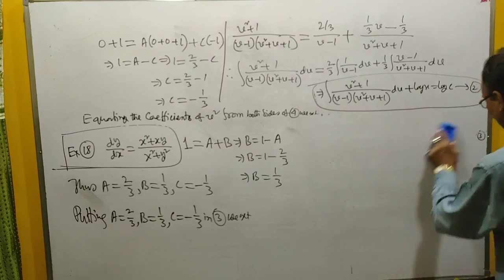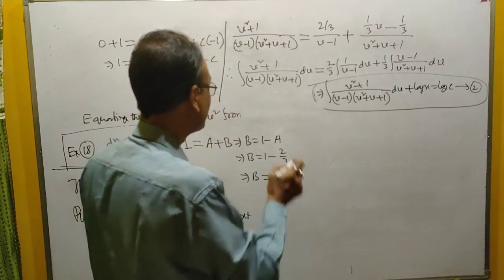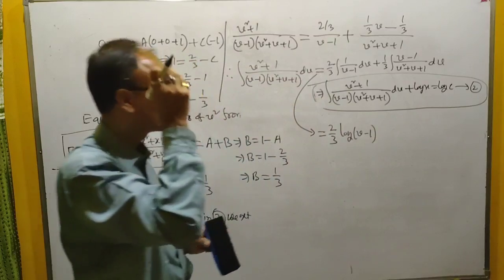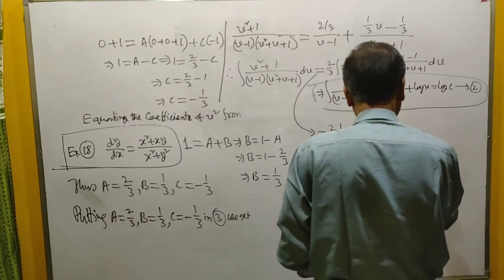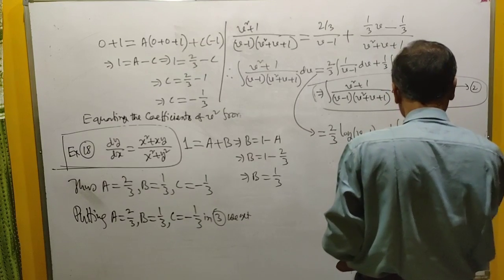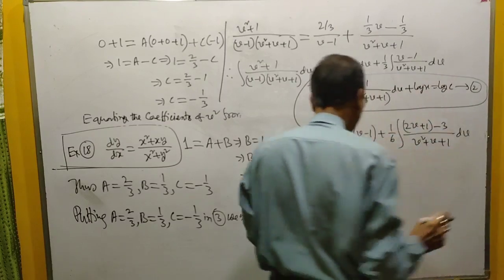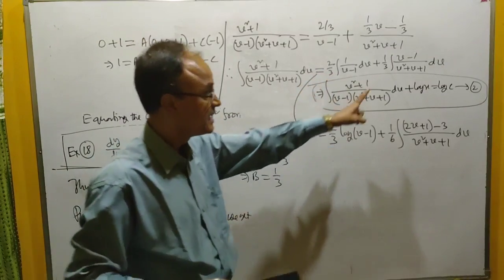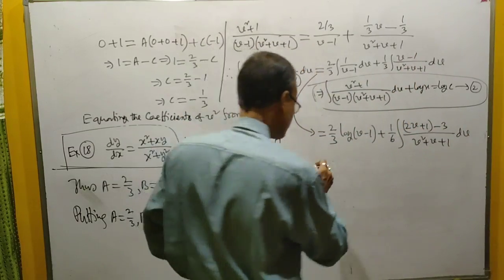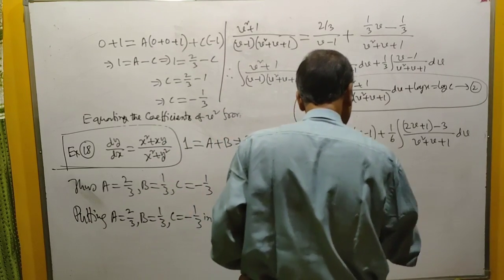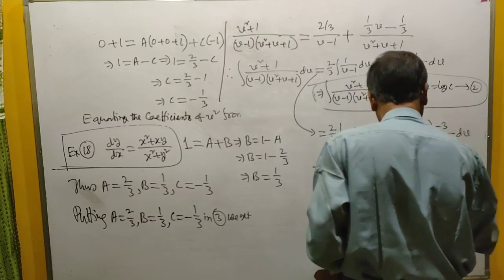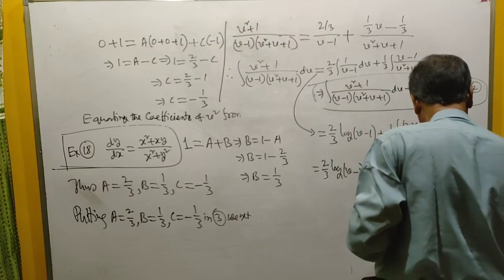Now from this, you will get 2 by 3 log (b minus 1), plus you may write 1 by 6 into (2b minus 2), and 2b minus 2 means 2b plus 1 minus 3. This is equal to 2 by 3 log (b minus 1) plus 1 by 6 times the integral of (2b plus 1) by (b square plus b plus 1) db, minus 3 by 6 times the integral of db by (b square plus b plus 1).